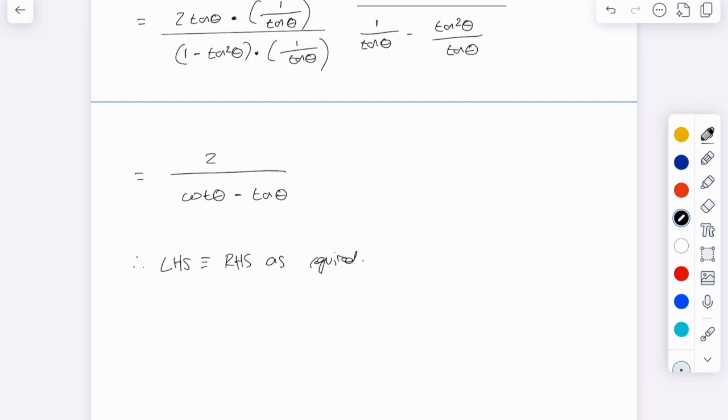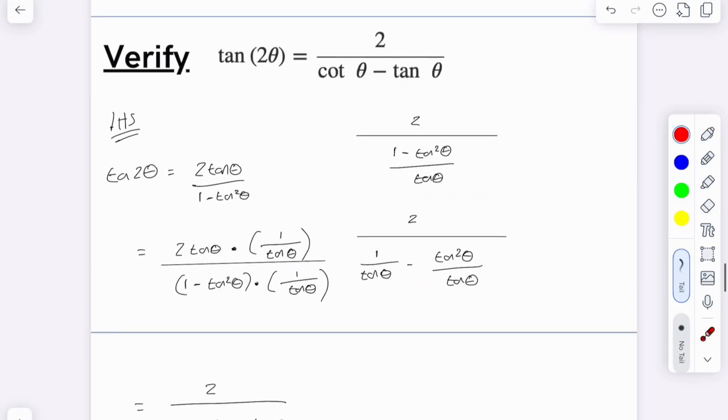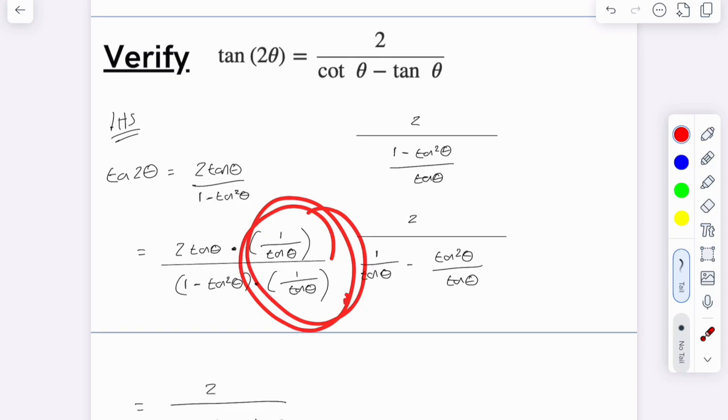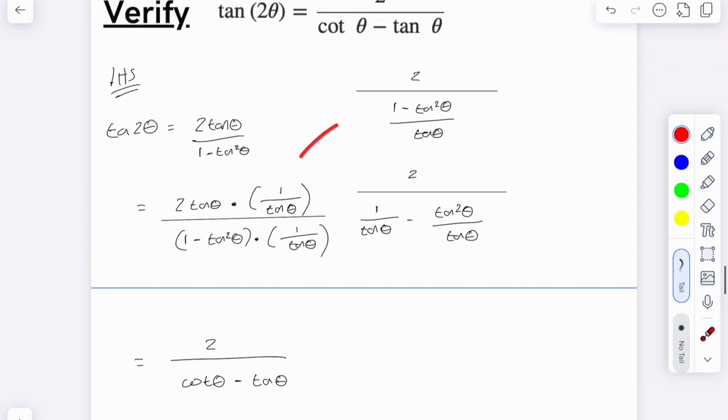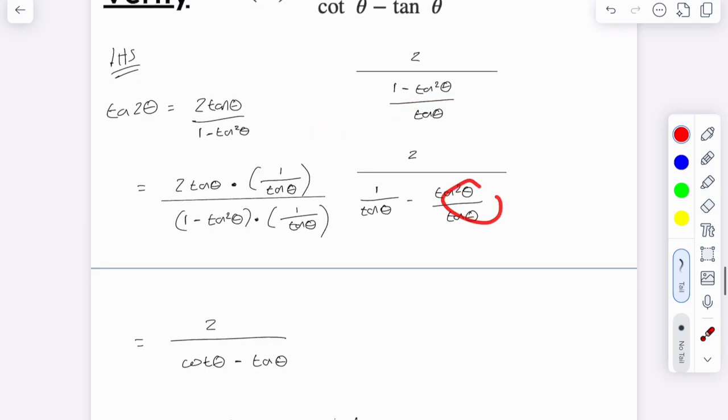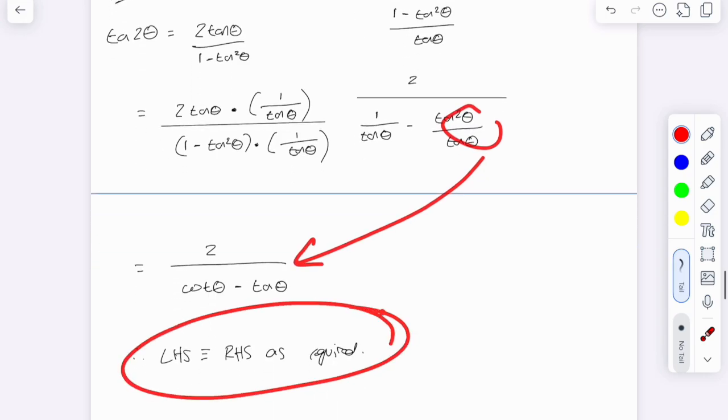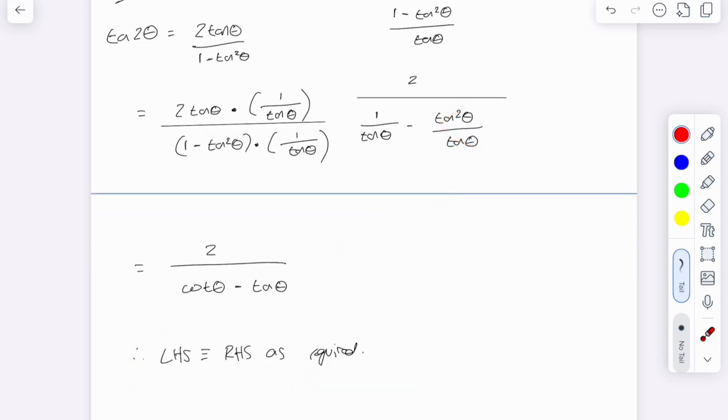So let's look at that again. You want to verify this. We've got tan 2 theta, and we used the identity here. We then multiplied it, we rationalized it with 1 over tan theta over 1 over tan theta, to get here and here. 1 over tan theta minus tan squared over tan theta, to get to this. So therefore the left hand side is equivalent to the right hand side.